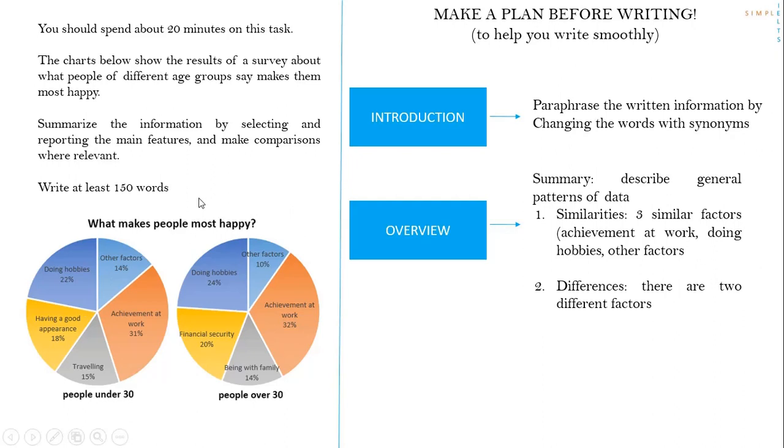By general patterns or the key features, I mean the similarities and the differences. The similarities, there are three similar factors: achievement at work, doing hobbies, and other factors. As for the differences, there are two different factors. For people under 30, they are having a good appearance and traveling. For people over 30, they are financial security and being with family.